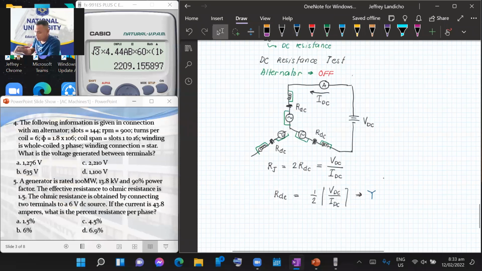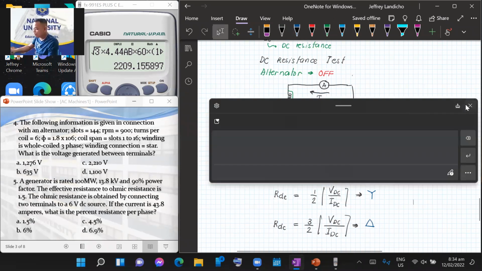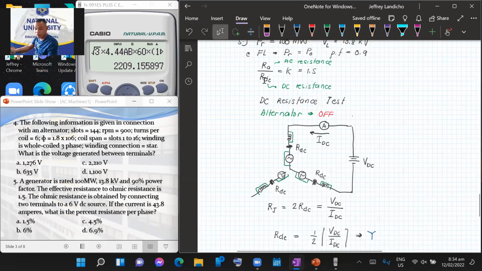Now, pwede rin naman, there is an instance that your alternator is connected in delta, so this should be 3/2 of VDC over IDC. This is only true if the given alternator is delta connected. O ba? So, meron na tayo ngayon C. So, using the ratio of AC resistance or effective resistance to ohmic resistance, makukuha natin ngayon yung kanyang equivalent armature resistance. So, wala tayong problema doon. So, alam na natin kung paano kunin itong AC at saka DC.